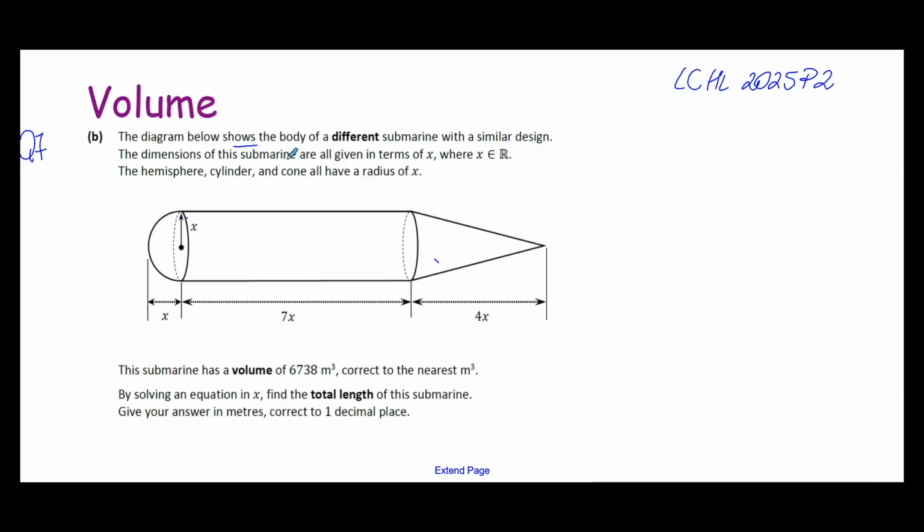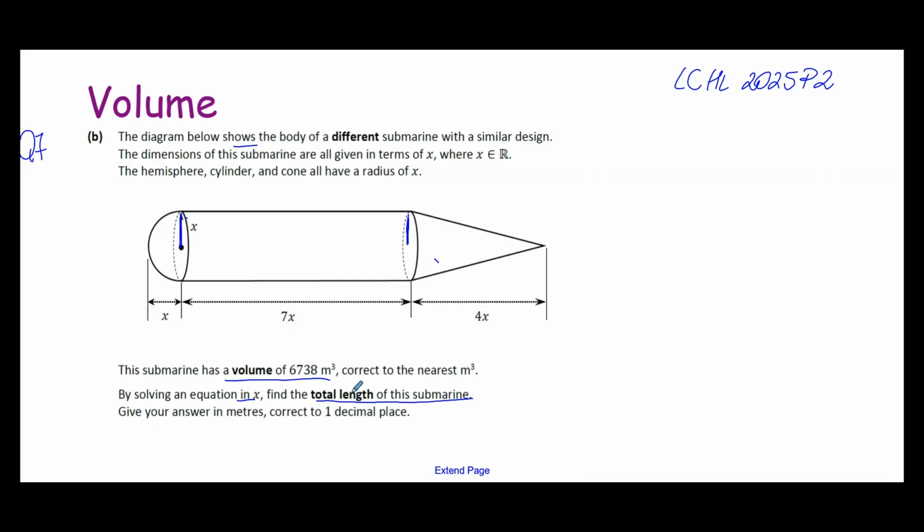The hemisphere, cylinder, and the cone all have the radius of x. So we can see that this radius of x is the same for all of them. And apart from that, we have the lengths given in x. The submarine has a volume of 6,738 cubic meters, correct to the nearest cubic meter. By solving an equation in x, find the total length of this submarine and give your answer in meters correct to one decimal place. So again, what am I looking for?